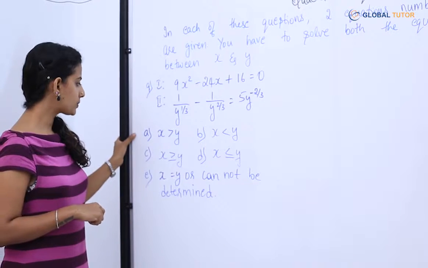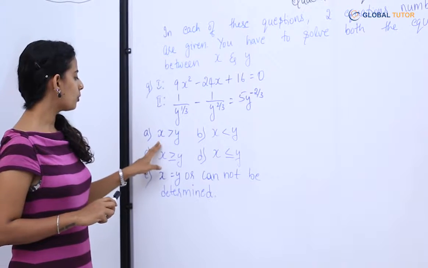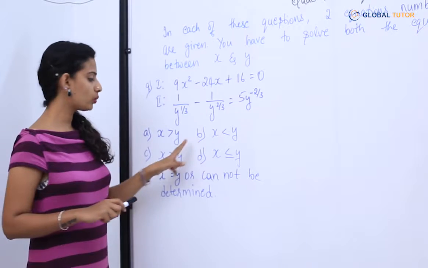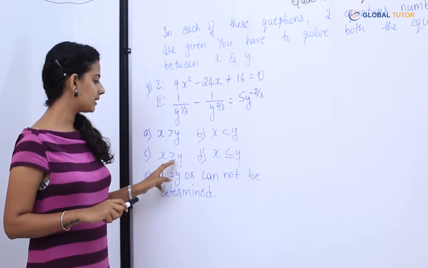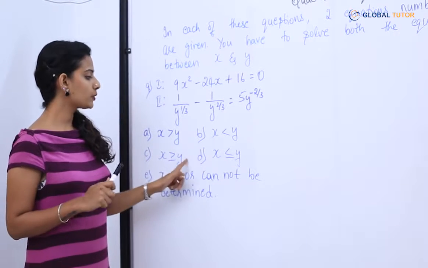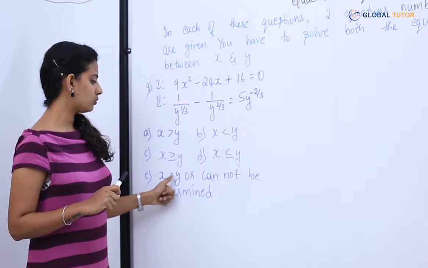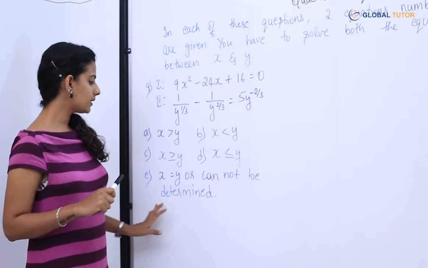Now we got 5 options here. Option A, x is greater than y. Option B, x is less than y. Option C, x is greater than or equal to y. Option D, x is less than or equal to y. Option E, x is equal to y or cannot be determined.